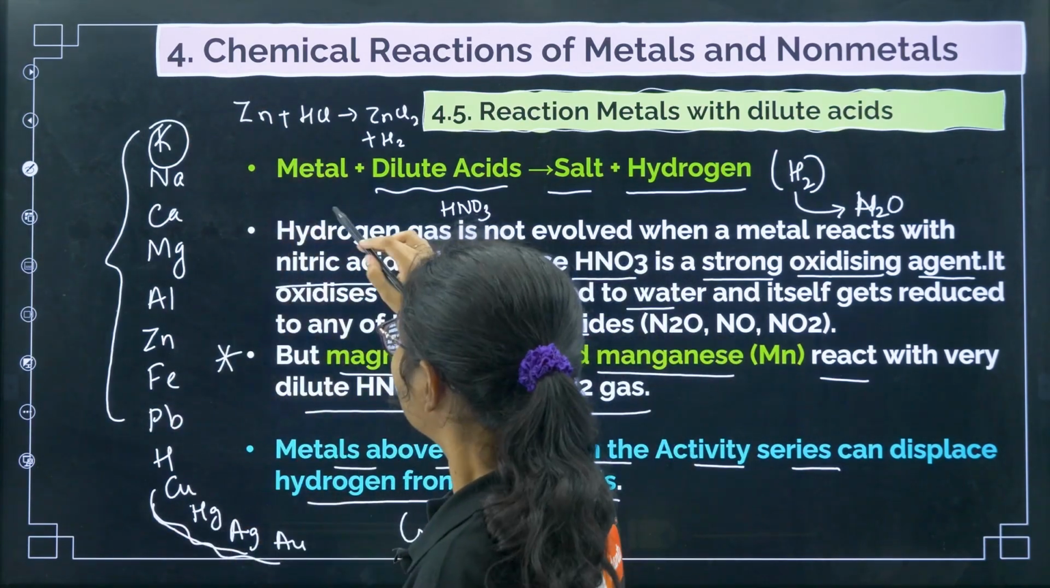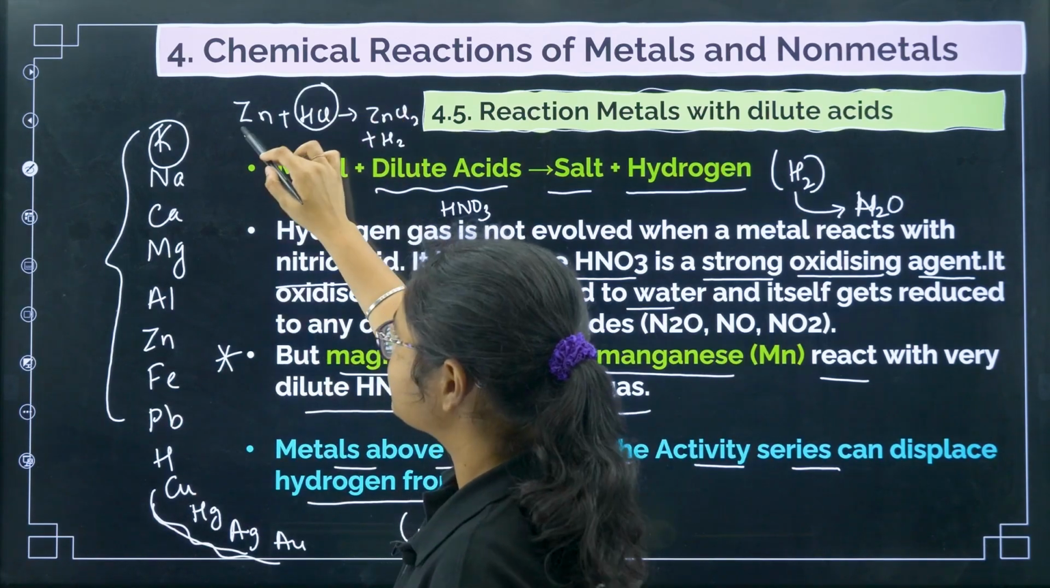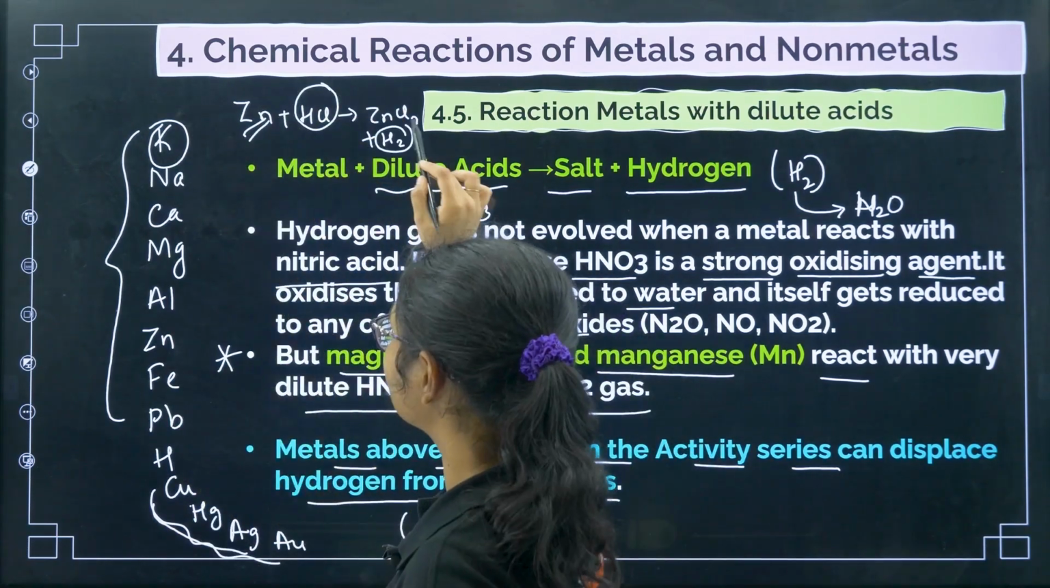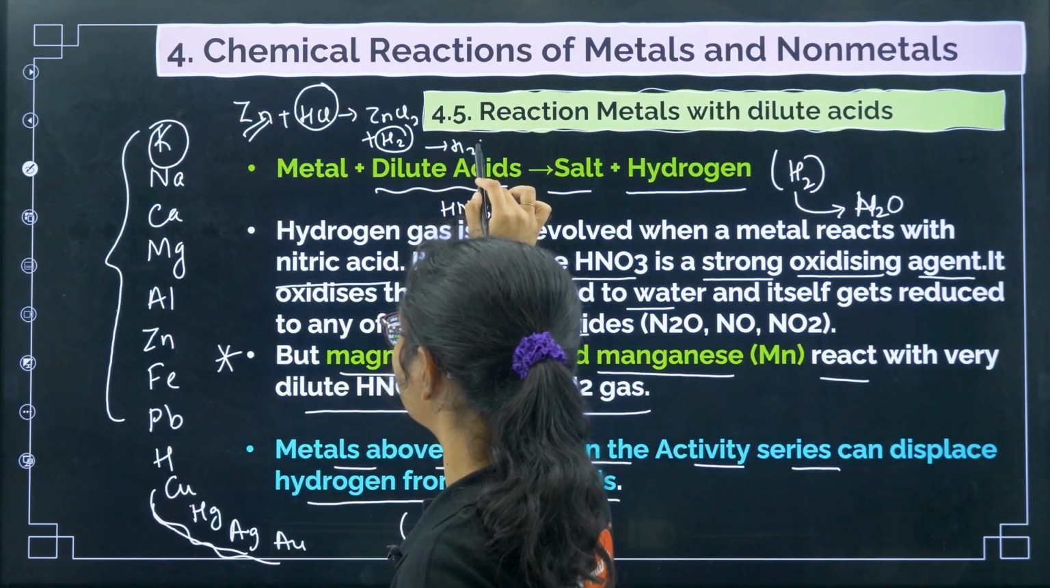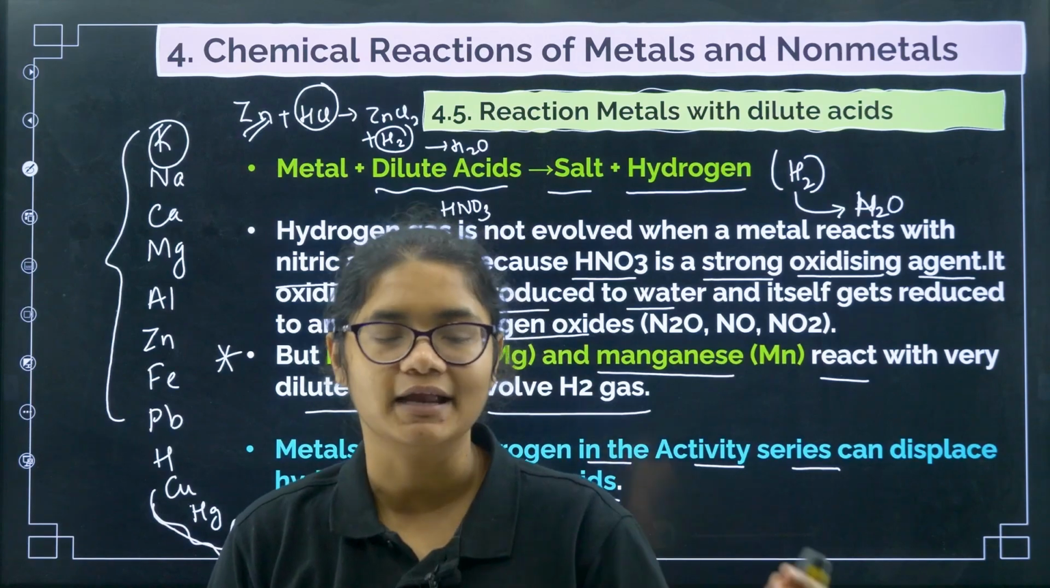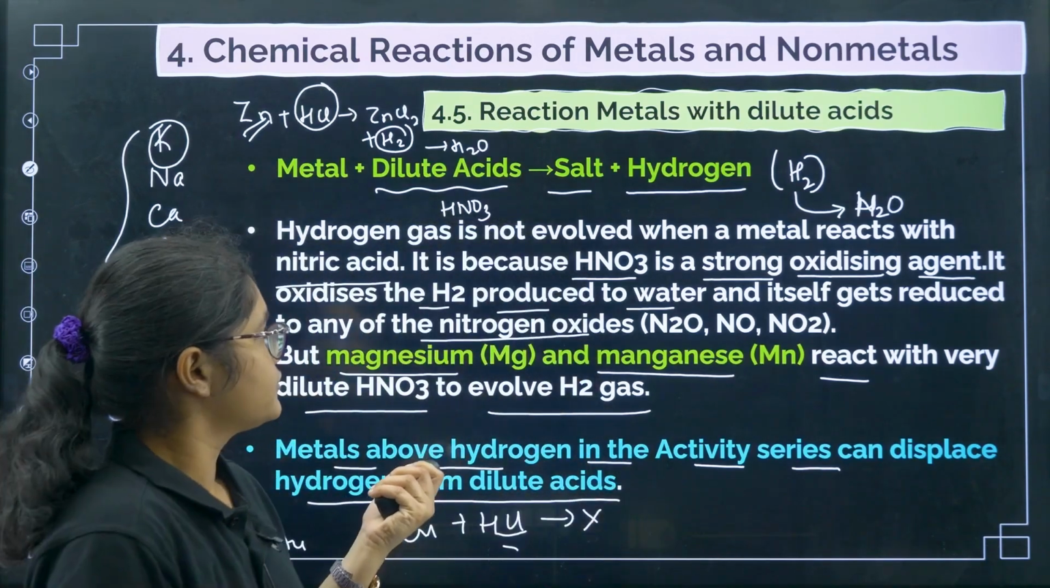One more thing, now this was about metals, but if the acid is HNO3, then hydrogen gas will not be produced; instead we will get water. There are only two metals that can produce hydrogen with HNO3, that is manganese and magnesium. Okay, so that is done here.